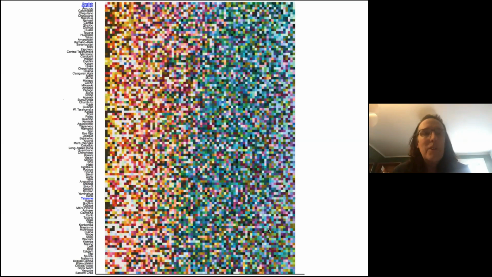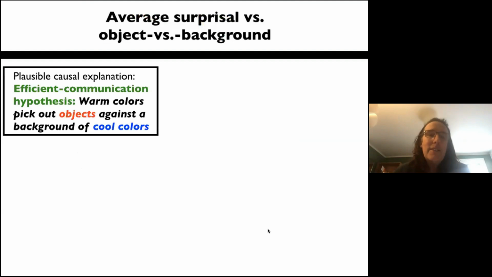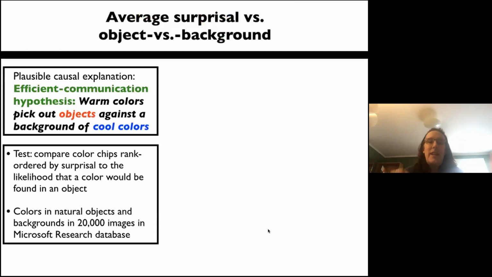And then, trying to understand why, it turns out very plausibly it's just due to objects against backgrounds. Objects are warm, backgrounds are cool, tend to be. So what we did to test that is Microsoft happened to have a database that was publicly available, 20,000 images, which they had hand parsed for objects versus background. They went through every picture, photographs of the world, and said this is the object and the other stuff is the background. Someone pixel by pixel had done that. They're doing an AI system which is doing object recognition, deciding what's an object versus what's a background, what humans think these things are.